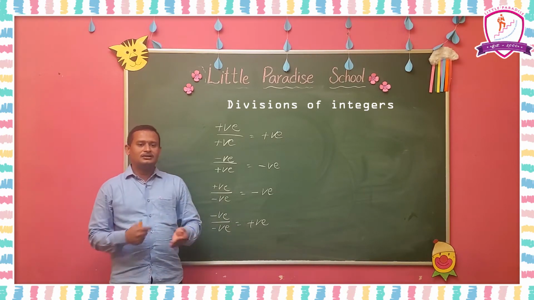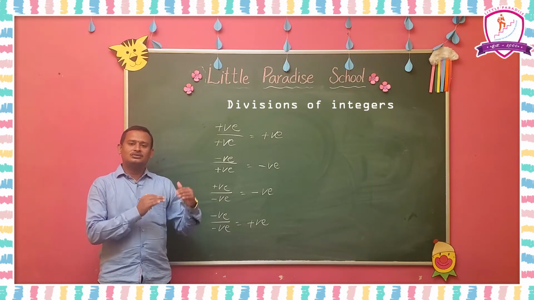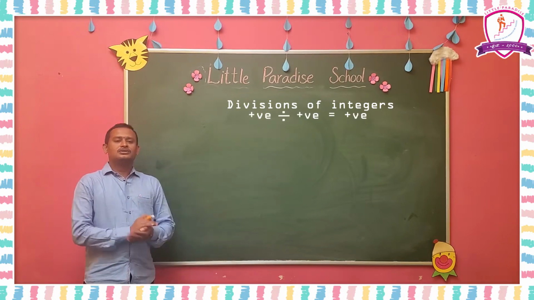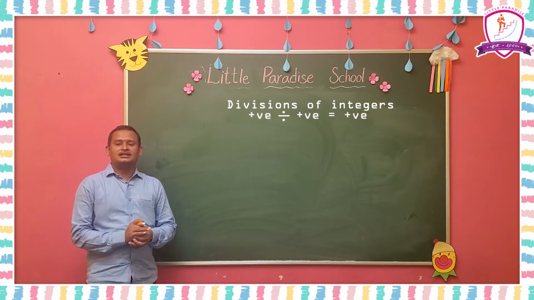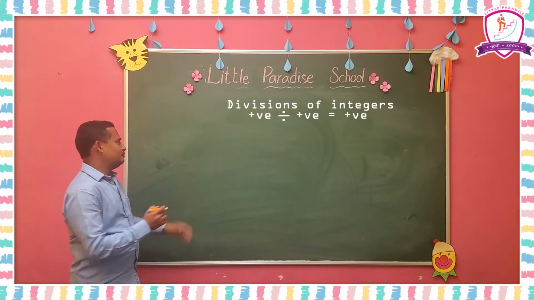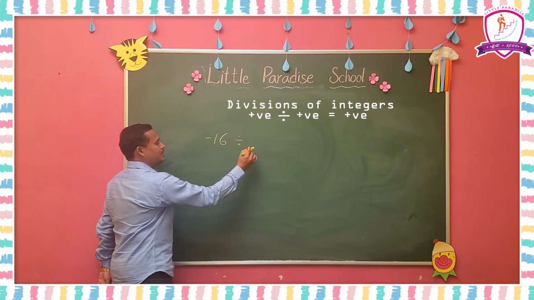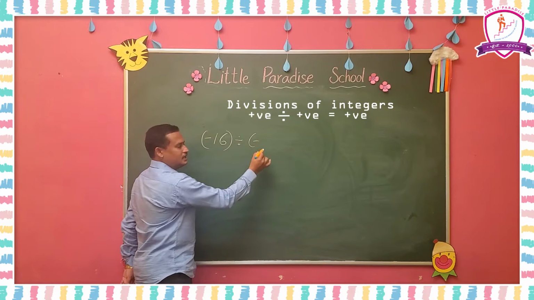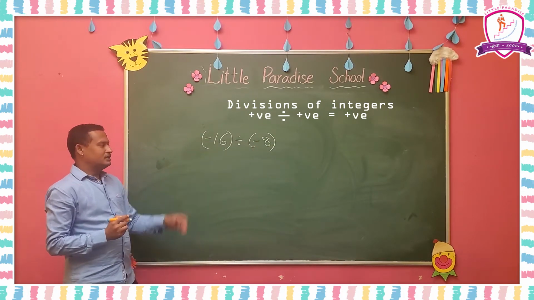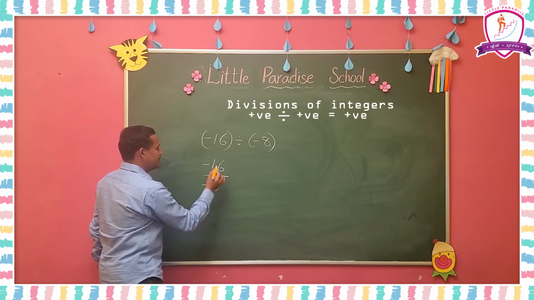Okay. Now we are going to discuss the division of two integers with like signs, meaning positive and positive or negative and negative. I am going to explain with an example. I am going to take a negative integer, minus 16 divided by minus 8. Here these two numbers are negative integers. So we can write it like this, minus 16 by minus 8.